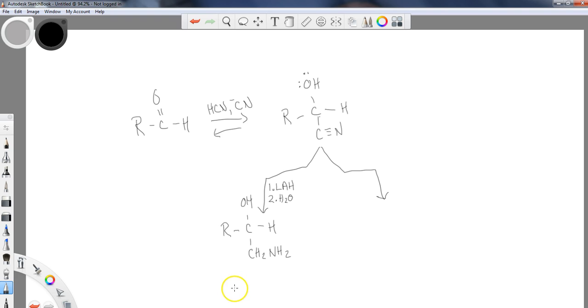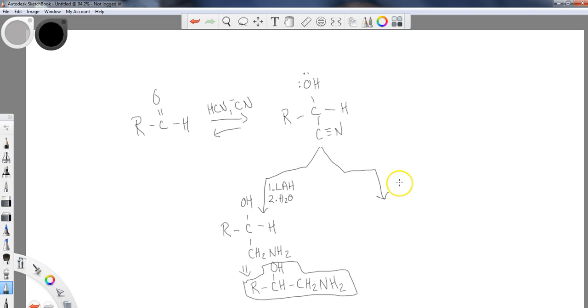Now, if I wanted to rewrite this so it's a little bit cleaner, if you take a look at this down here, what I have is R. That H coming off can just be written as CH. The amine could continue, so CH2NH2, right? And then I would still have my alcohol attached here. And so this would be the resulting compound of running through a reduction post addition of the nitrile.